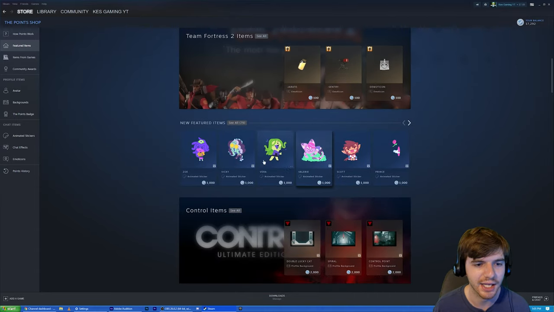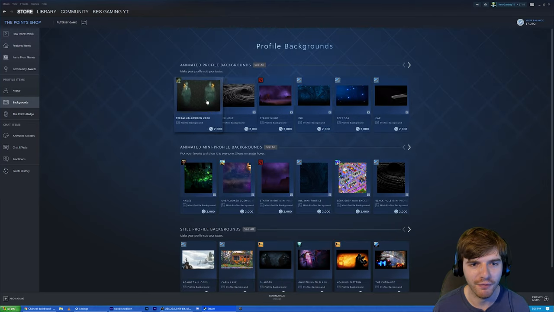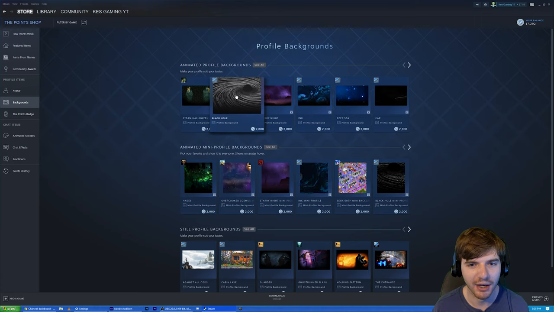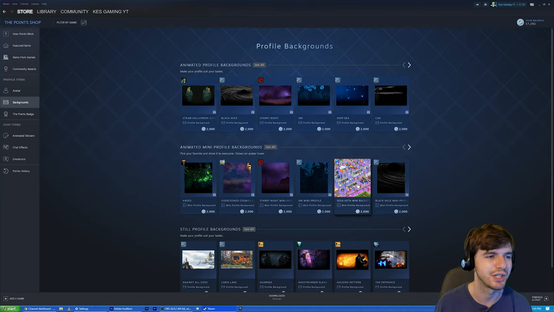Emojis for games you like, animated stickers, pro backgrounds for your profile, like this swirly little thing here. Some pretty cool stuff. Oh, I kind of like this one. I'm not even going to lie. Actually, no, I take that back. It's too still. I'm getting off topic.